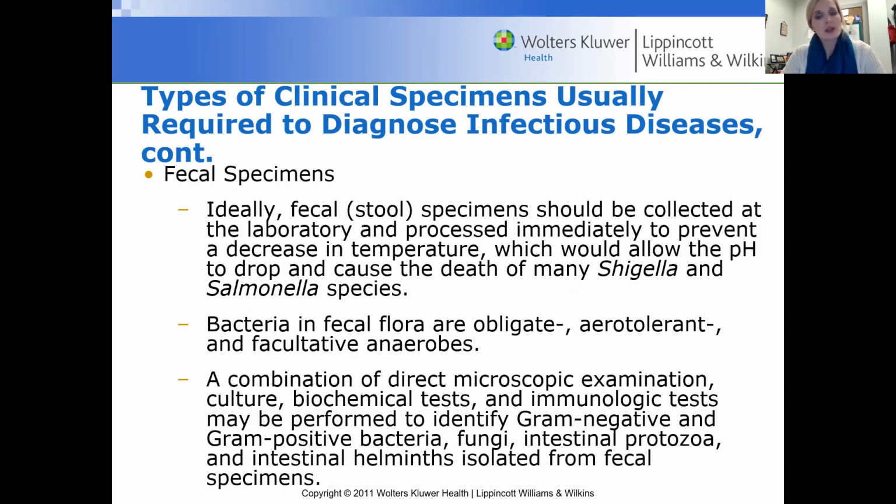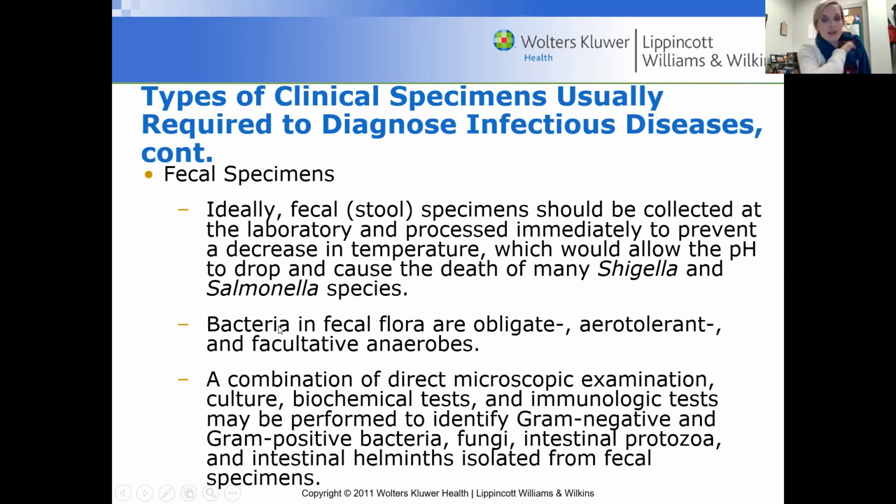In fecal specimens, ideally fecal specimens should be collected at the laboratory right away because of the colon. There's going to be a vast change in temperature and even acidity level, the pH level, when that is collected. So we need to make sure that that's processed immediately. So it's taken in the laboratory itself, and again, to prevent a decrease in temperature, which would allow the pH to drop, and therefore cause the death of certain types of bacteria that cause infections in the intestinal tract. Like Shigella and Salmonella.